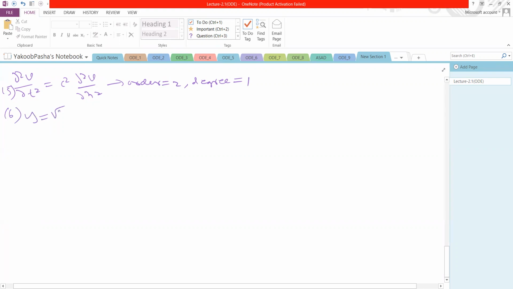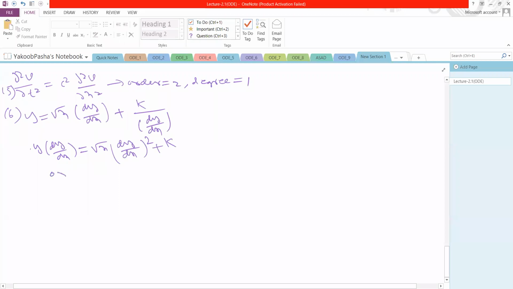y is equal to root x into dy by dx plus k into dy by dx. First, we can simplify this equation as y into dy by dx is equal to root x into dy by dx whole square plus k. So here maximum derivative is 1, that is order is equal to 1, and the maximum derivative power is 2, so degree is equal to 2.